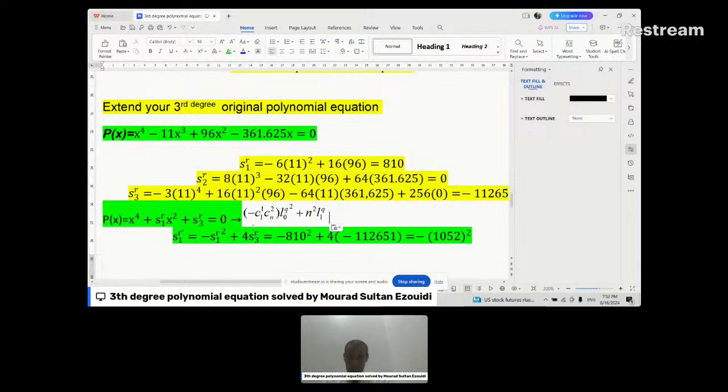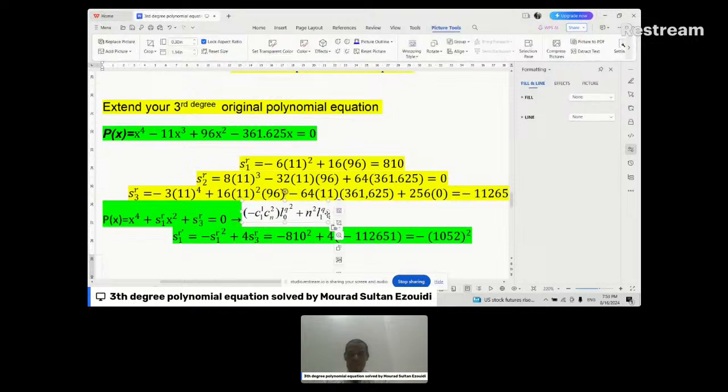So S1 for the r equals negative S1 squared, since 2 choose 2 is 1, plus 4, because n is 2 now, I'm working with the second degree, 2 squared is 4, times L1. The L1 is S3. After finding this, you will find the value of S1 for the r is minus 1052 squared. It is in fact the opposite, learners, of the discriminant formula that you already know.